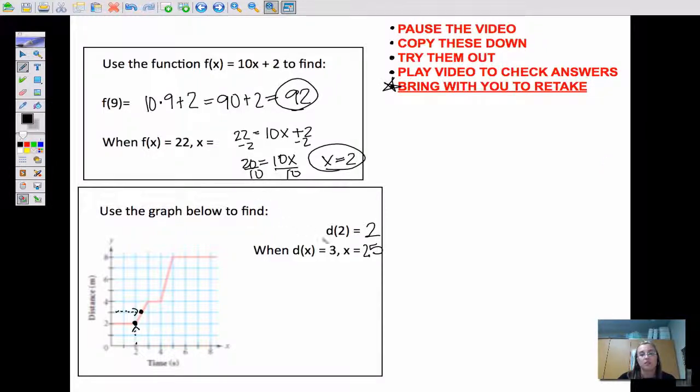Okay, so go ahead and look through my work if you need to make sure that you understand this, and then make sure you bring this paper with you when you do your retake.